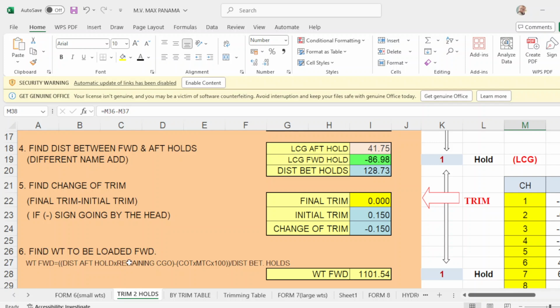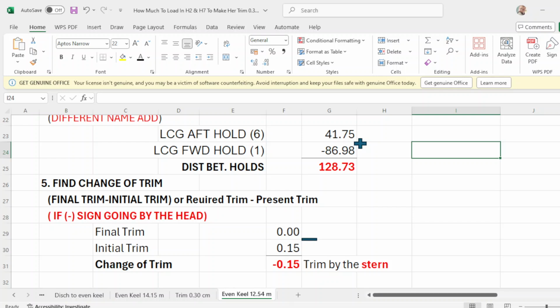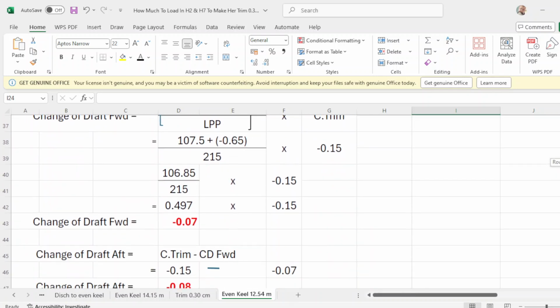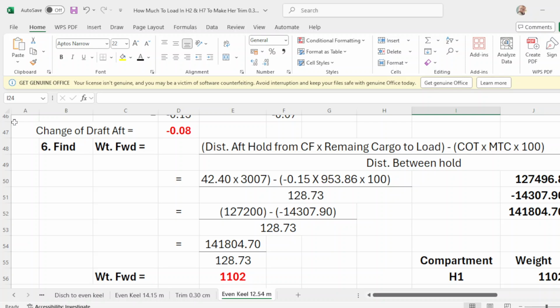Find weight to be loaded forward. This is the formula, so we go to the Excel. Go to number 6. Find weight forward. The formula is distance of up hold from center rotation, times remaining cargo to load, times change of drop, times MTC, times 100 over distance between hold. So let's follow this one.